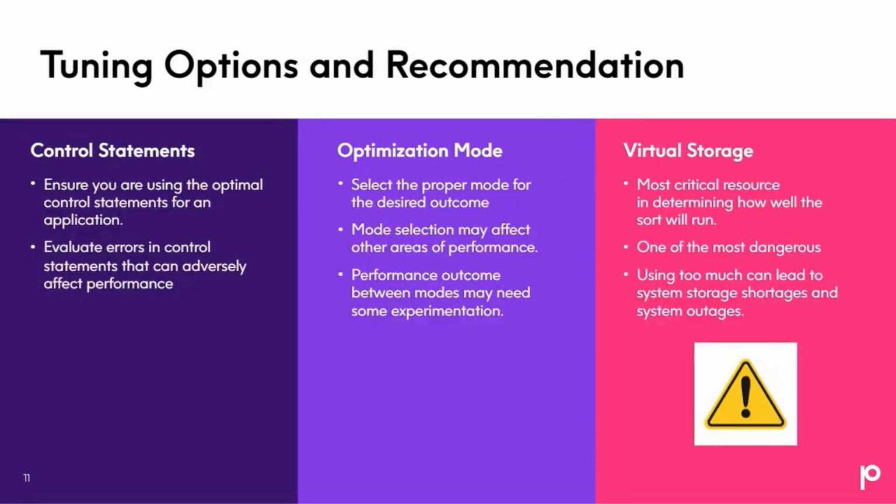The minimum value of VS Core T should be at least 1 meg of VS Core T for each gig of data sorted. For better performance, this should be increased to 4 or 5 meg of VS Core T for each gig of data sorted.